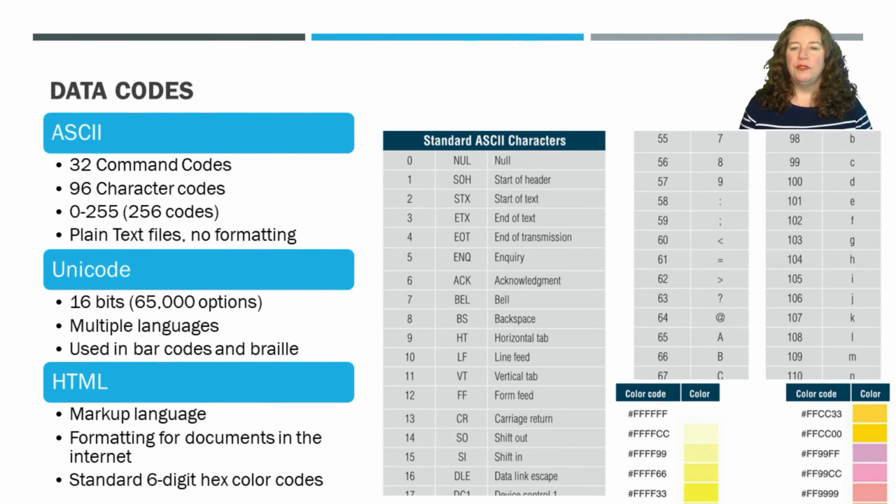And then, of course, we have to throw in HTML. So HTML is technically a markup language. Hypertext markup language is what it stands for. And it's designed to allow you to format documents for the internet, obviously websites. In those, we actually give a 6-digit hex code to refer to individual colors. So we have the examples here of all F's is the color white. All zeros is the color black, and everything in the middle is a series of hexadecimal numbers.